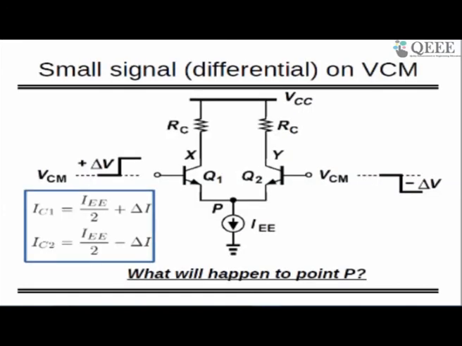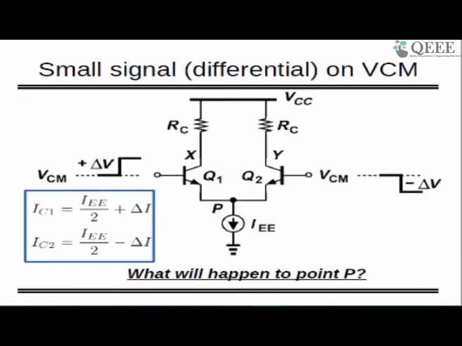Now somebody has questioned whether AC and DC can be applied together. In this circuit, I am applying AC plus DC together, or you can call it, I am giving a common mode voltage, and on top of it I am giving some small signal input. Small signal means it's not going to saturate your output, and it's small enough that you can see the amplification. So in that case, if there is an input of VCM plus delta V on one side and VCM minus delta V on the other side, then what is going to happen?